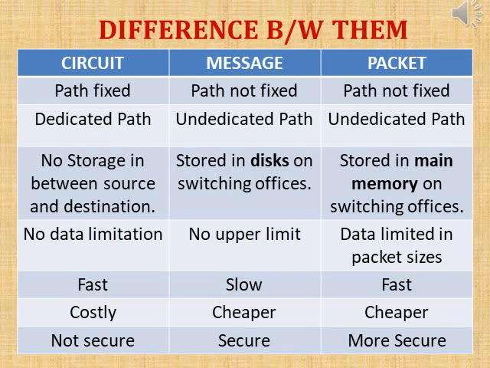Now let's wrap this topic by knowing the differences between these three techniques of switching. As discussed, only circuit switching requires a dedicated and fixed path. The other two decide the path at runtime, due to which circuit switching is costlier and not secure. There is no storage in the path of circuit switching, which makes it fast, but in message switching data is first stored on disks in the switching office and then travels further. In packet switching, data is stored in main memory, which is why access time reduces and the data travels faster.